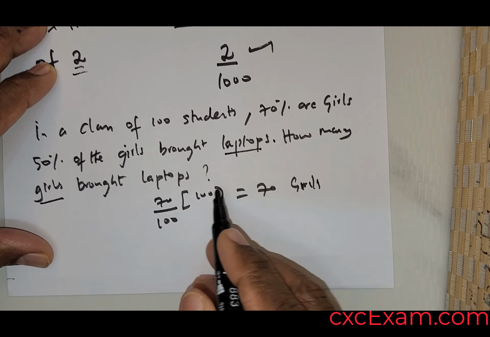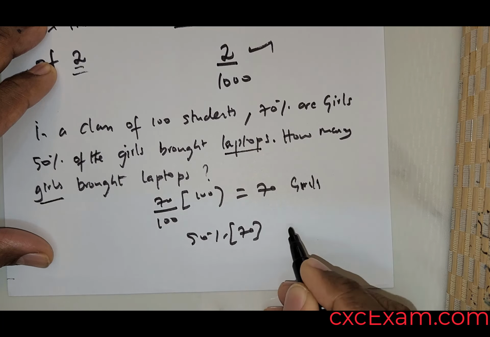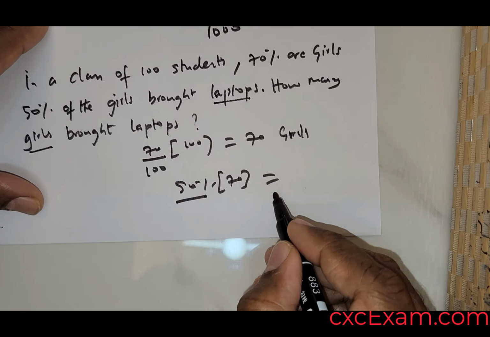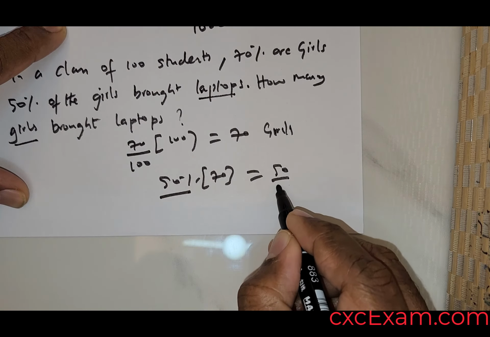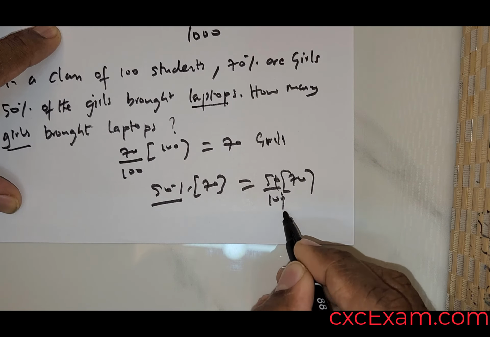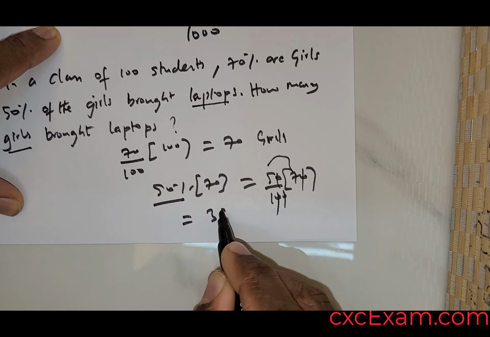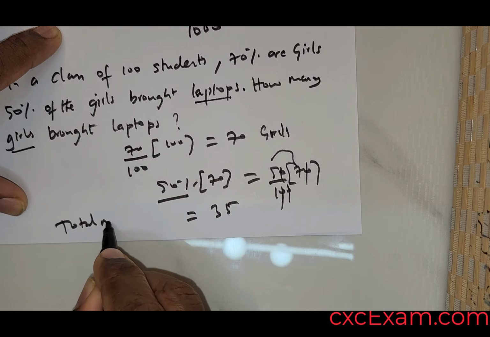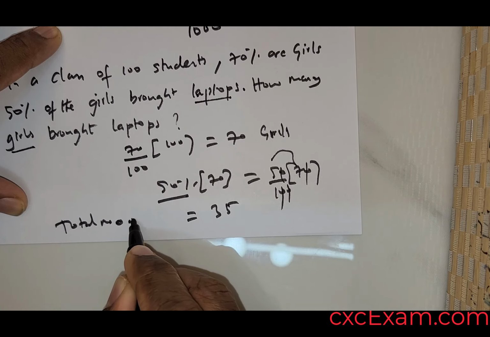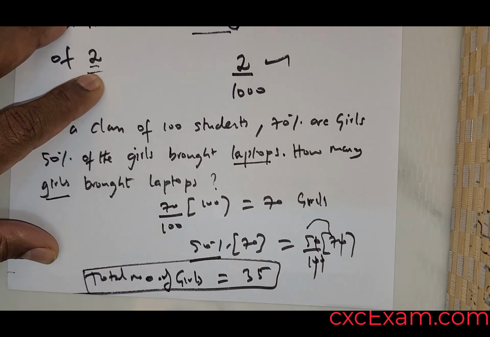And what is the other thing they are saying? They are saying 50% of this 70, they bring the laptop. So that means we will have to take 50 divided by 100 of 70. So the zeros get cancelled. 5 into 7, that's 35. So the total number of girls is equal to 35. That's the solution for this question.